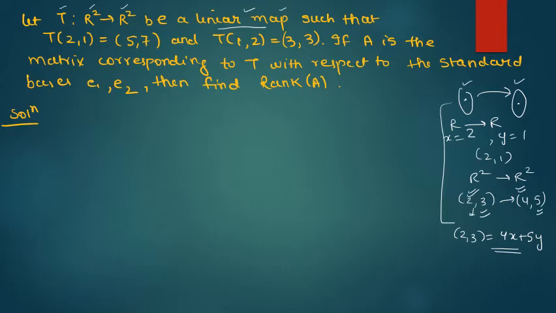So what you have got is, if you have the value of T as 2 comma 1, then you are getting the resultant as 5 7, and for T of 1 comma 2 it is 3 comma 3. This is given to you. Now you need to find out a matrix A, which corresponds to T with respect to the standard basis. I have already made one video based on bases. You can check that out.